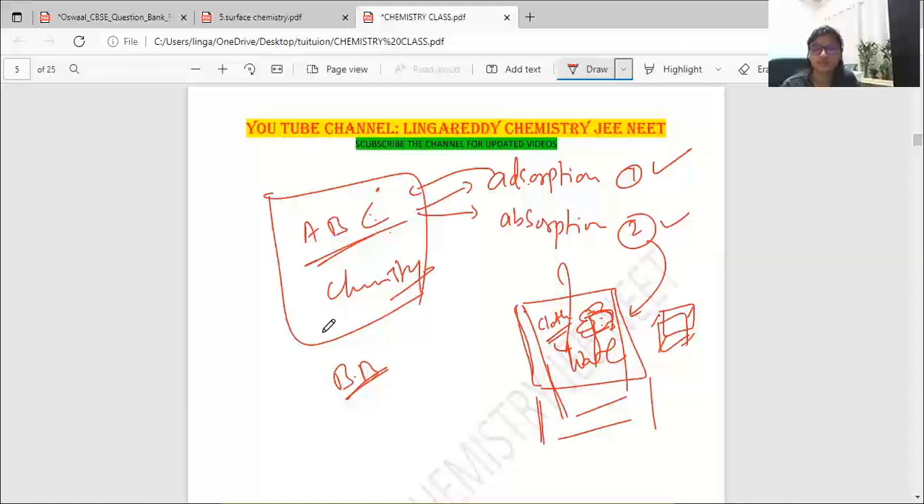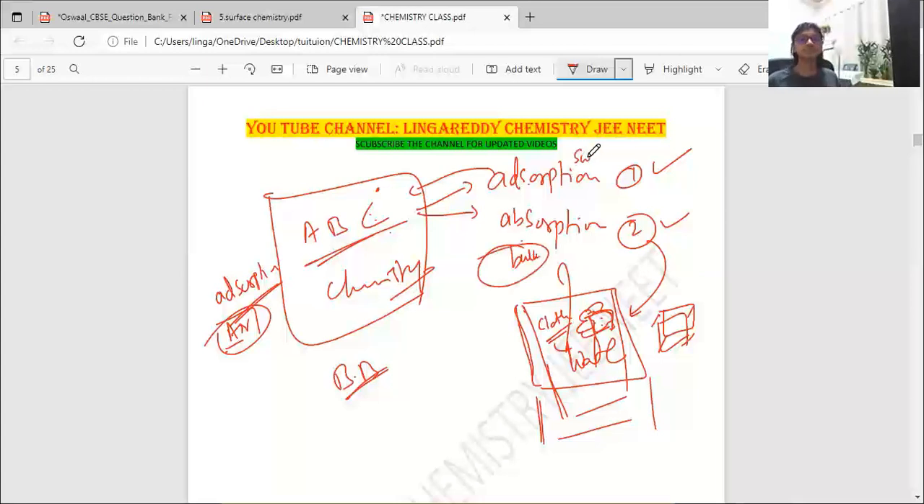And one more example. Maybe your laptop is there, right? On the laptop screen, some air is there. That air is adsorbing on the surface only. The air is not going into the screen. So that is called adsorption. So the final conclusion is: adsorption is only a surface phenomenon, and absorption is a bulk phenomenon. This is the bulk phenomenon, and this is only a surface phenomenon.